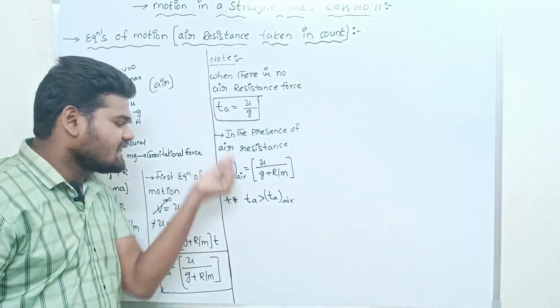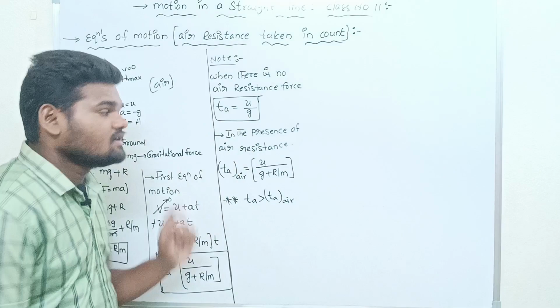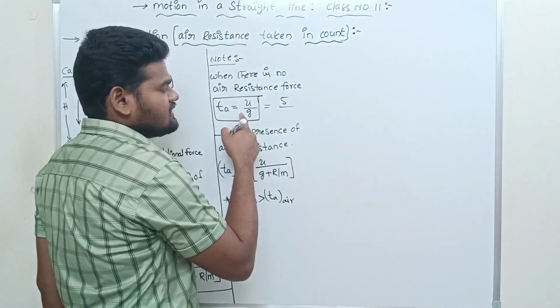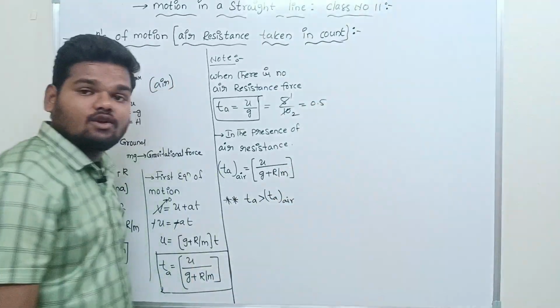Okay, this value is greater than this value. Are you getting? Have a look. Here in the denominator we have only g. For example, u is equal to 5 and g, the acceleration due to gravity, is equal to 10. 5 by 10 is 1 by 2, which means 0.5.